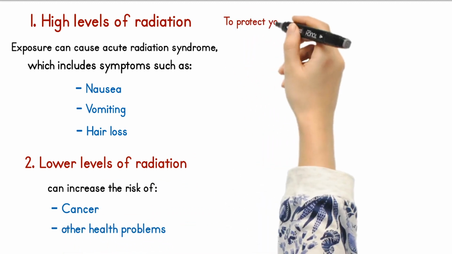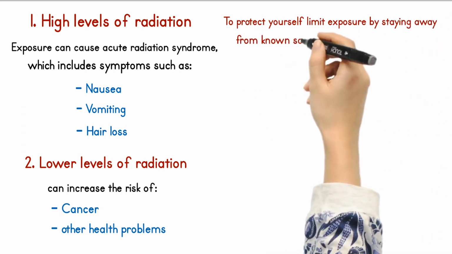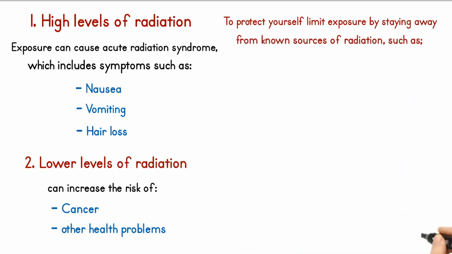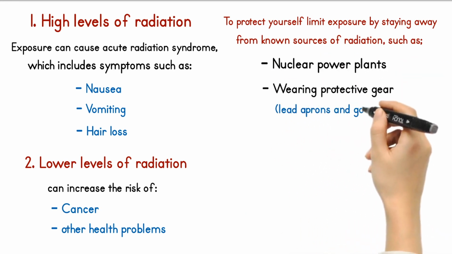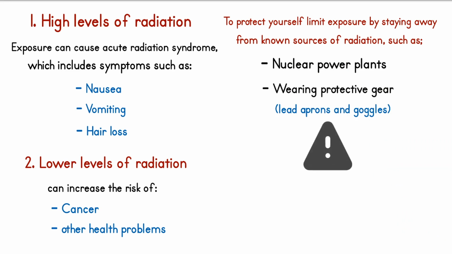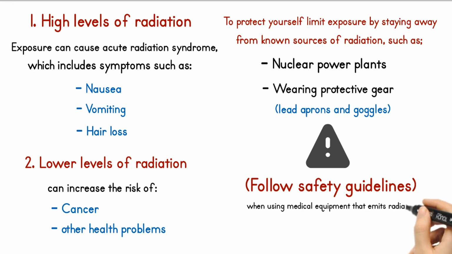To protect yourself from radiation, it is important to limit exposure by staying away from known sources of radiation, such as nuclear power plants, and wearing protective gear such as lead aprons and goggles. It is also important to follow safety guidelines when using medical equipment that emits radiation, such as X-rays or CT scans.